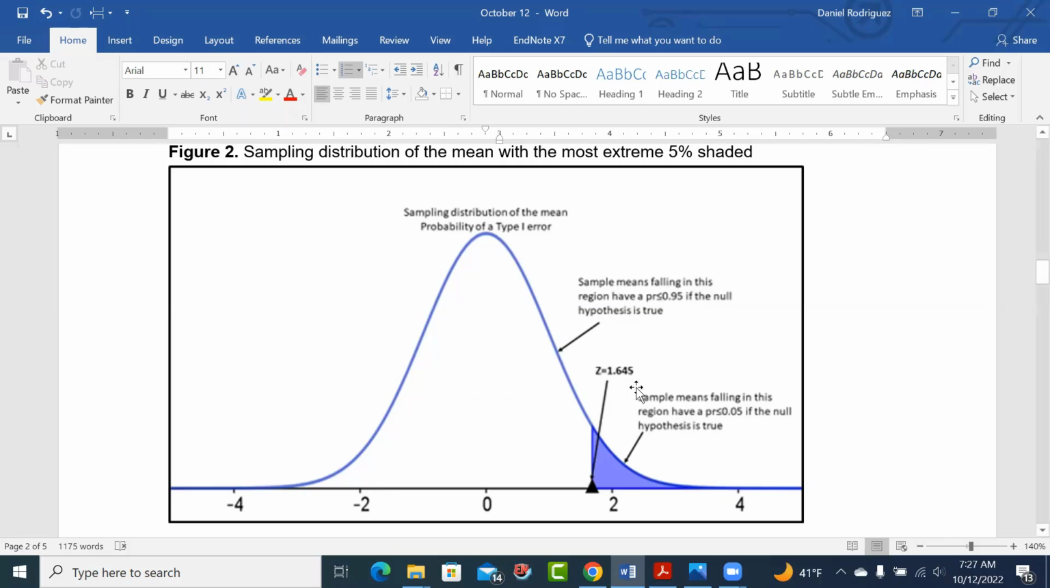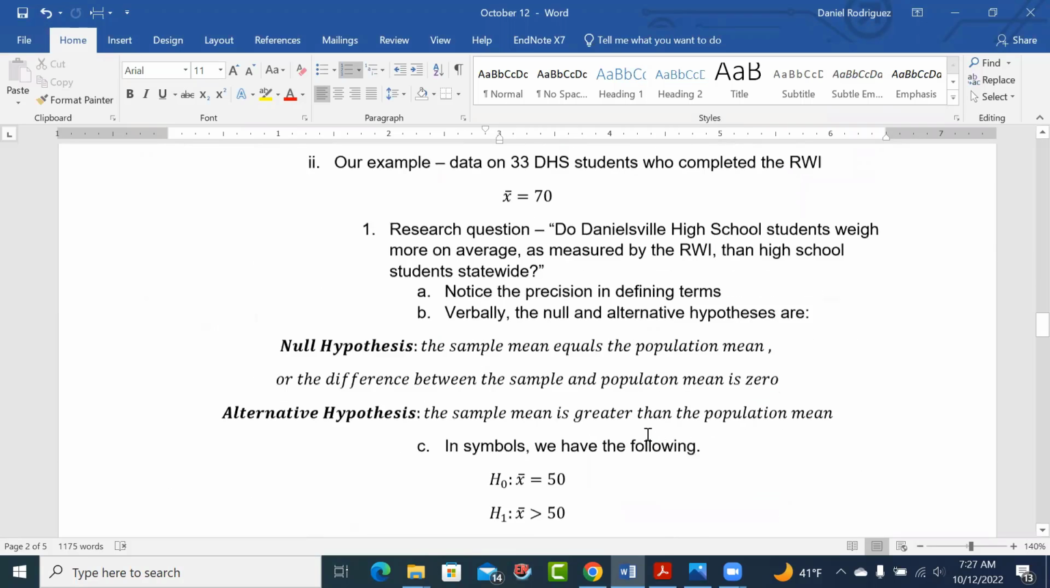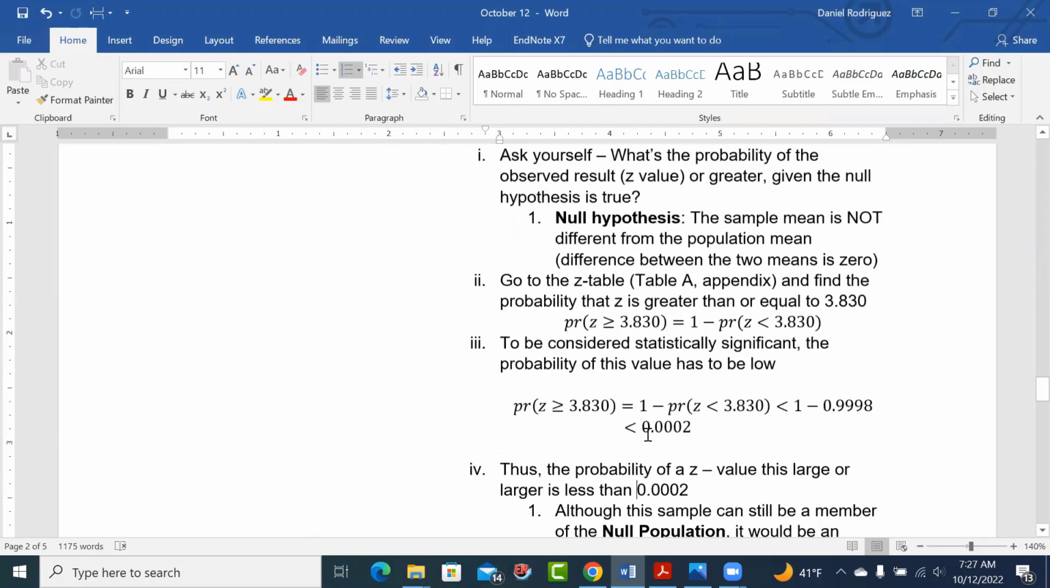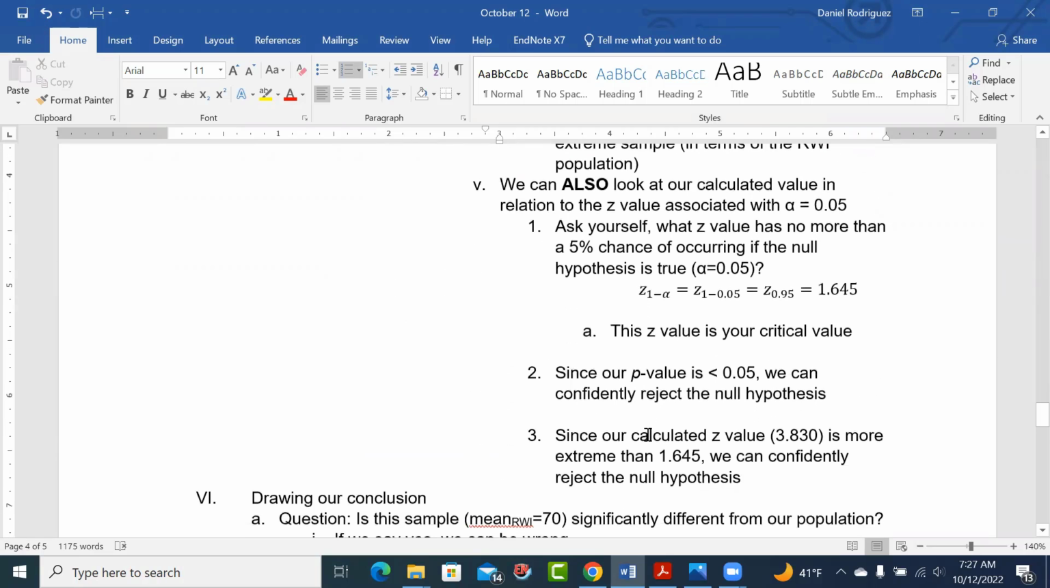So I can just judge significance by comparing my value to the critical value. If my calculated value is greater than the critical value, I have statistical significance. I can also compare the probability of my observed result or greater to my alpha. So there's two different ways I can judge statistical significance. I tend to want you to write down the rules so that you don't forget them. They need to be ingrained in your head, okay?